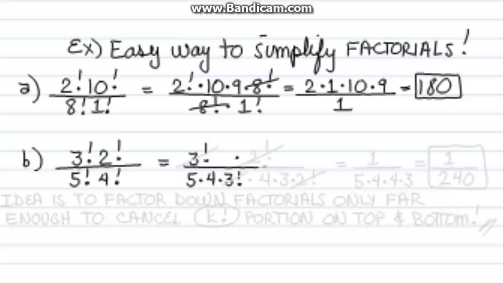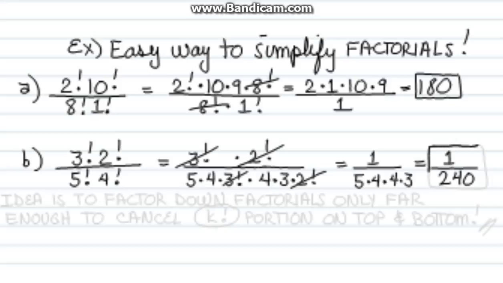And then that 4 factorial in the denominator, I'm going to bring it down to 2 factorial: 4 times 3 times 2 factorial. That way the 2 factorial will cancel with the 2 factorial on the top. Okay, let's see what's left. On top all that's left is 1, everything canceled. On the bottom we have 5 times 4 times 4 times 3. That's 1 over 240.